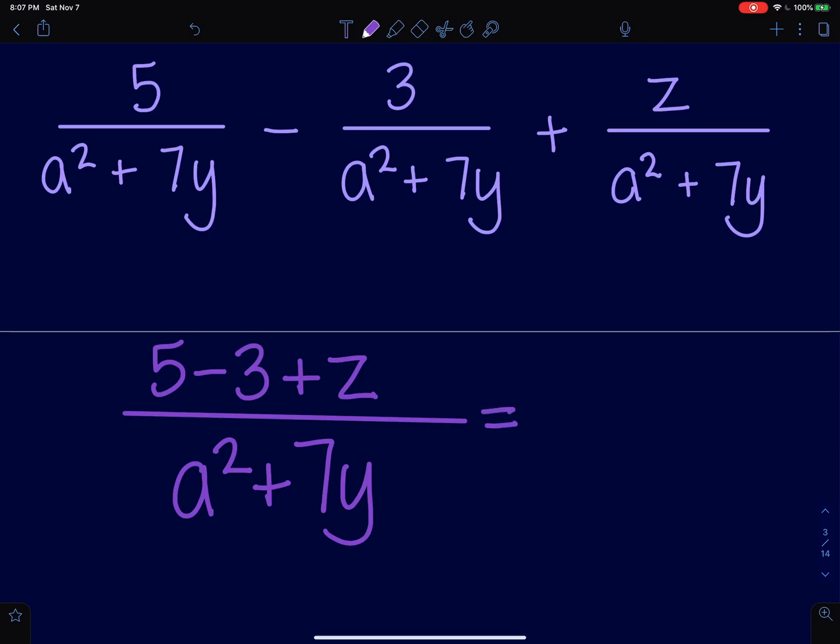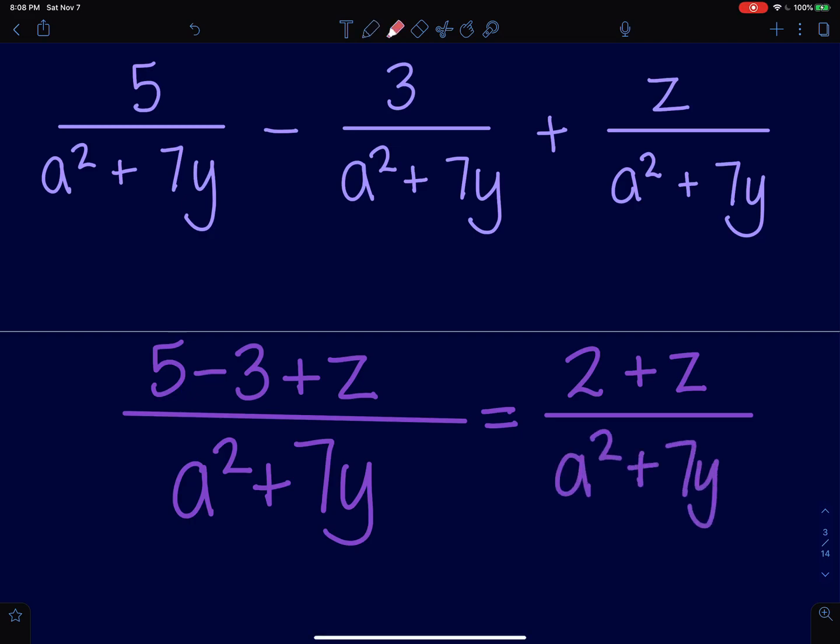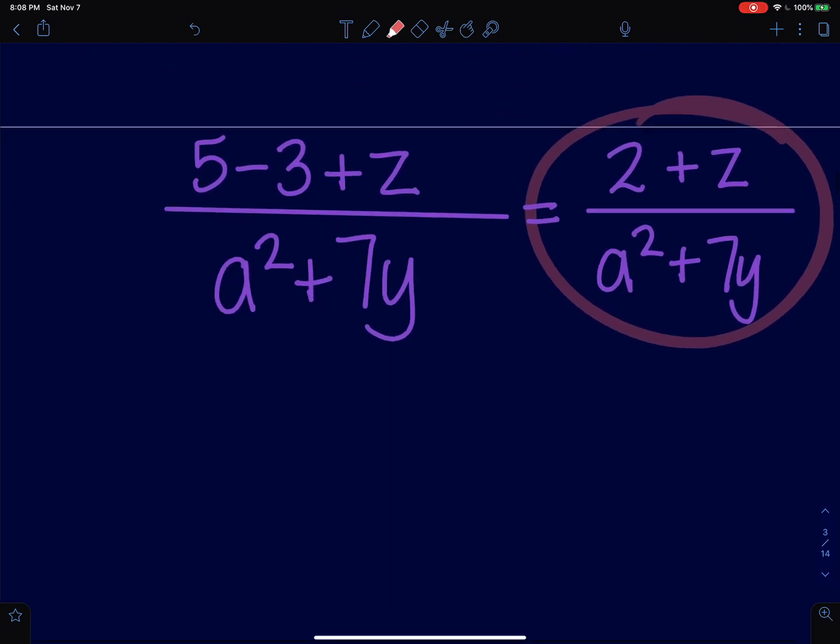Maybe if it gets more complicated, there's a reason. I don't know. But we can simplify this further because 5 minus 3 is just 2. So it's going to be 2 plus z. It's kind of like simplifying by adding like terms. So that's a like term, and you can simplify it to 2. The bottom remains the same, a squared plus 7y. So another easy one, or at least another straightforward one, we've got the answer to that one.